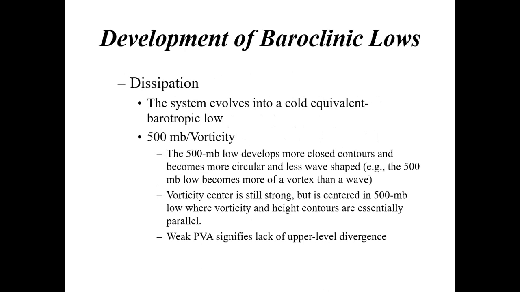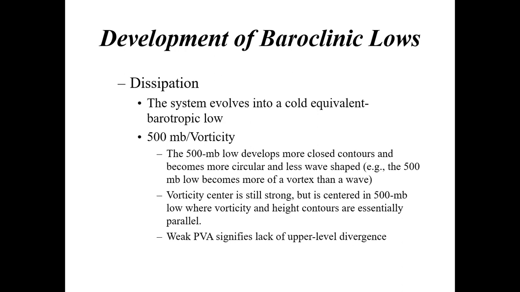As we get into the dissipation stage of a baroclinic low, the system will evolve into what's known as a cold equivalent barotropic low. Barotropic meaning there's no more temperature advection, there's no more temperature change. And usually what we have is just a pocket of cold air aloft with an upper level low as the remnants. So that 500 millibar low, 18,000 feet, develops more closed height contours. It becomes more circular, less wave-shaped.